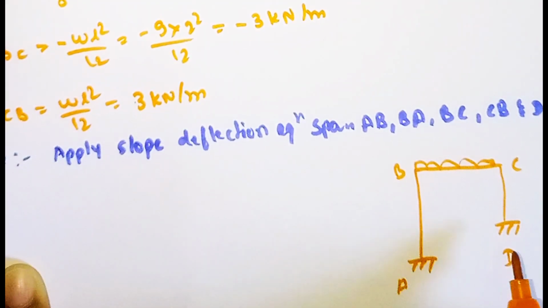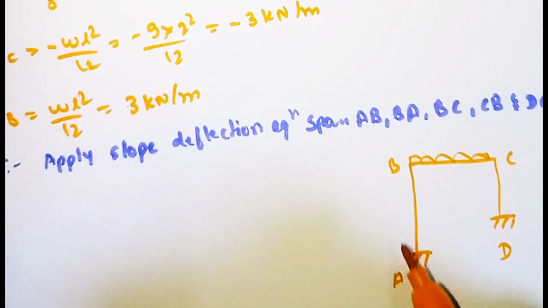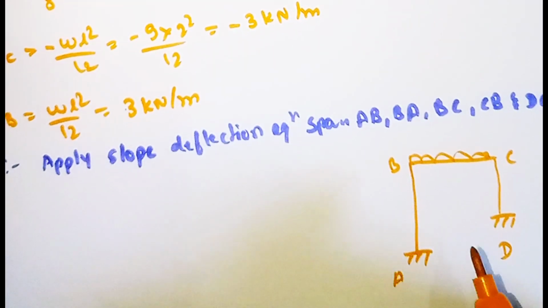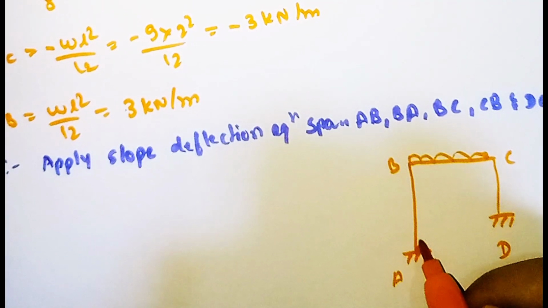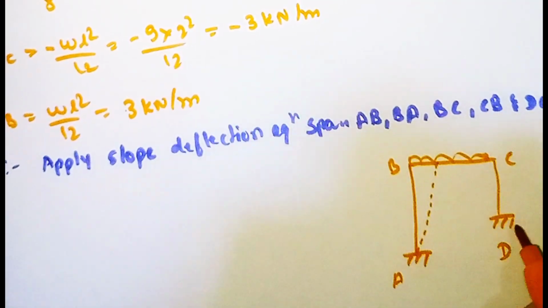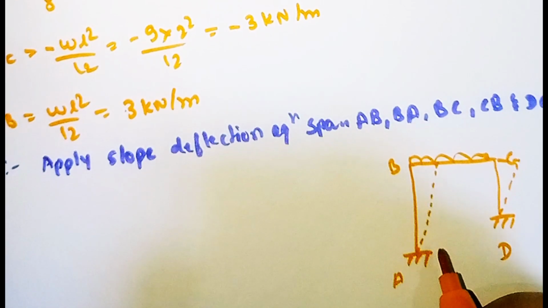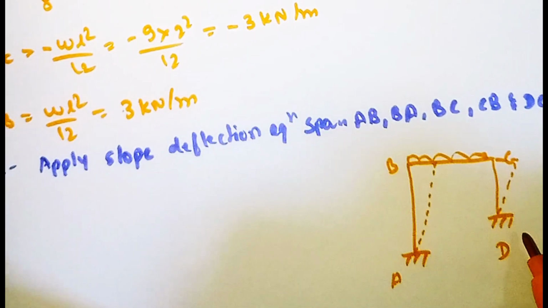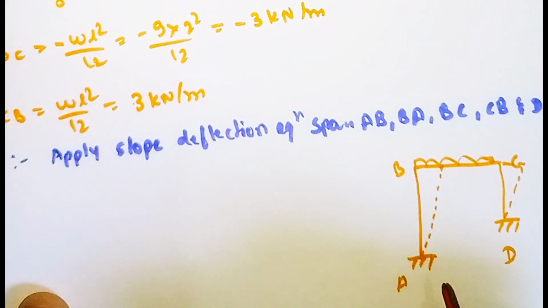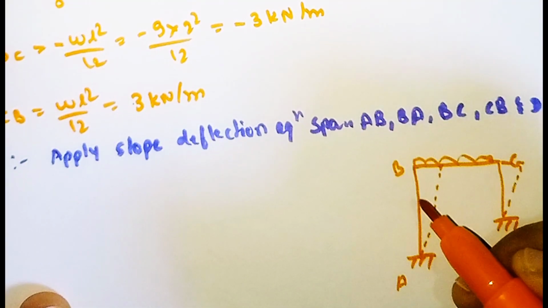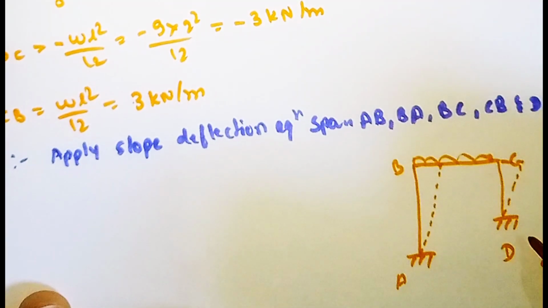The vertical members here are AB and DC. So it will deflect like this in the case of a sway frame. It will deflect like this. So what happens? Deflection is acting on spans AB and CD.